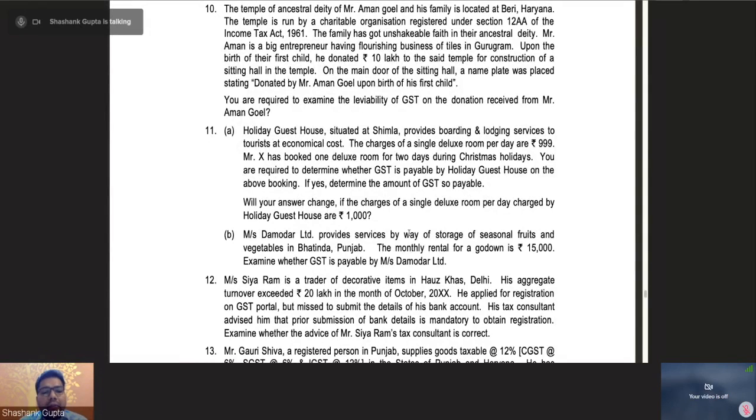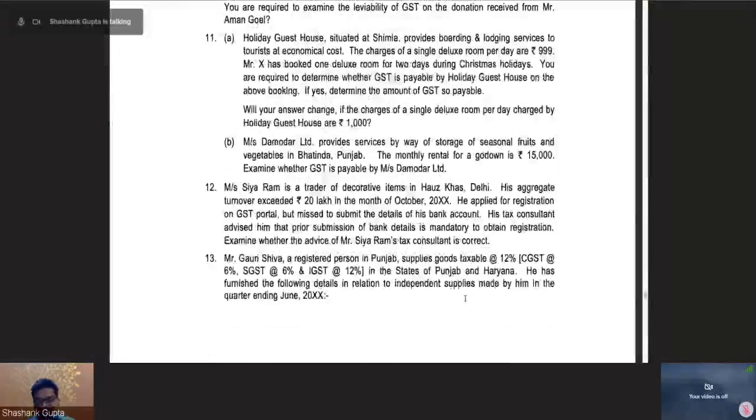In the B part, they are asking, Damodar Limited provides services by way of storage of seasonal fruits and vegetables in Bhatinda, Punjab. The monthly rental for a godown is 50,000. Examine whether GST is payable. Now, what did I tell you with respect to storage of agricultural produce? Government wants to promote it, and how do they promote? By exempting it from tax. So this is exempt from GST and no GST shall be payable.